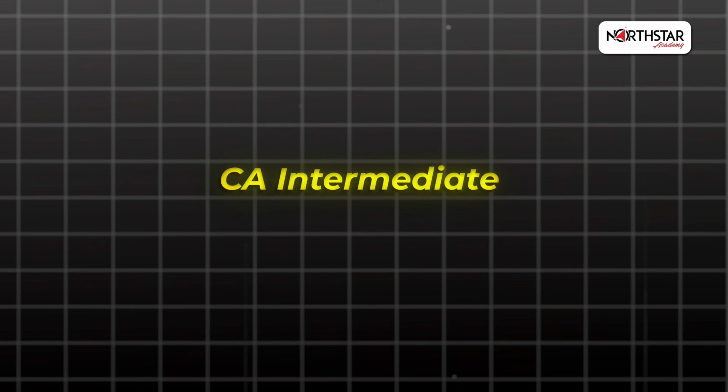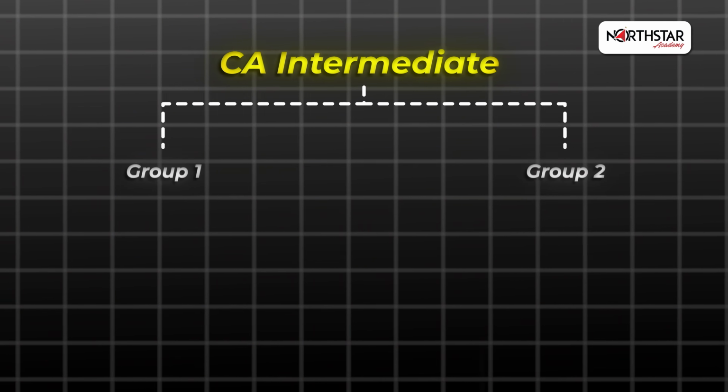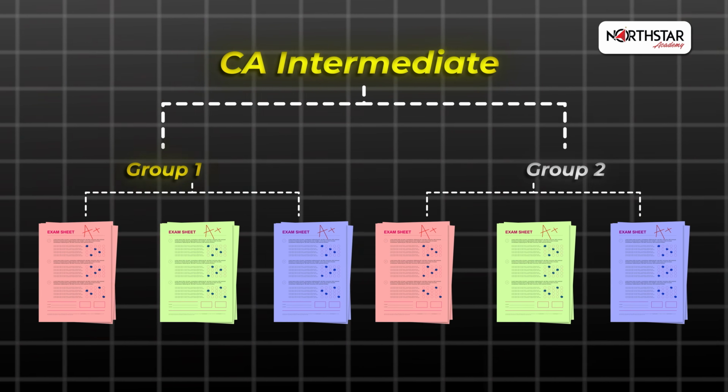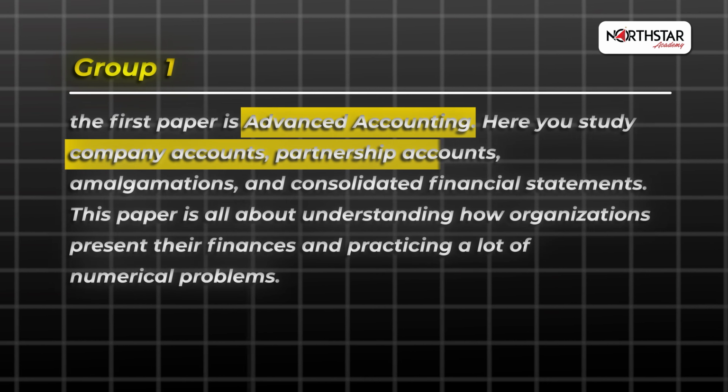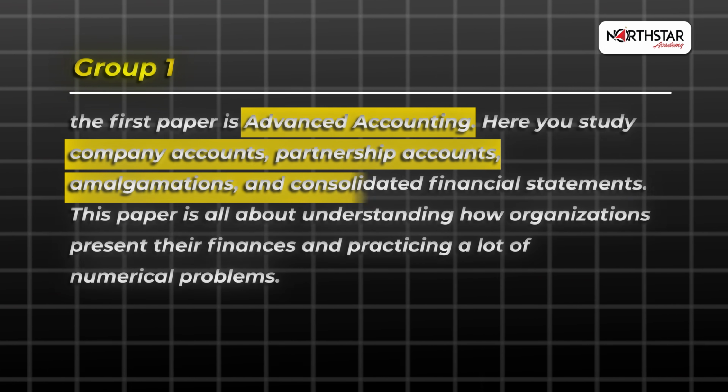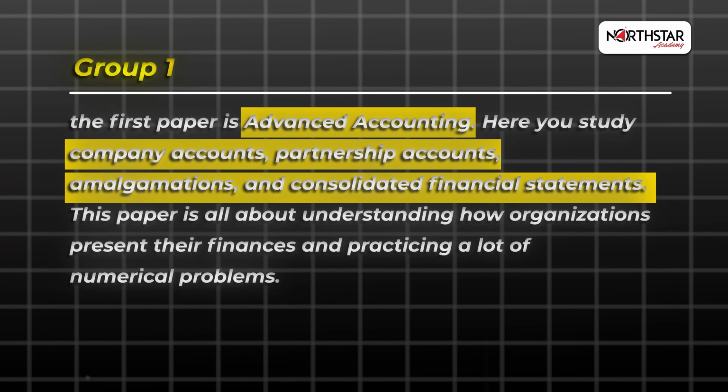Now, let's move to the CA Intermediate, which is a bit more challenging but extremely rewarding. It has 2 groups with 3 papers each. In Group 1, the first paper is Advanced Accounting. Here you study company accounts, partnership accounts, amalgamations, and consolidated financial statements. This paper is all about understanding how organizations present their finances and practicing a lot of numerical problems.